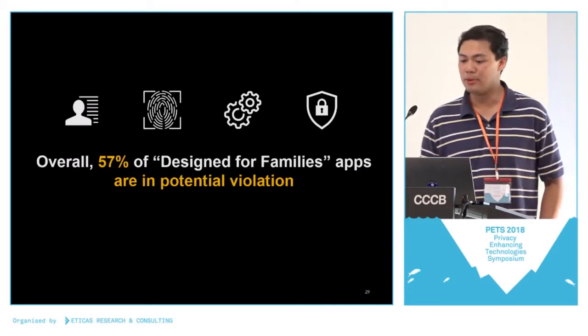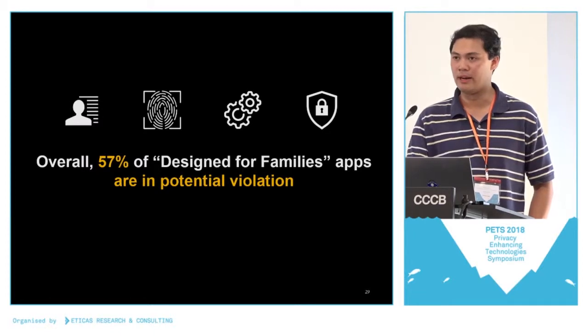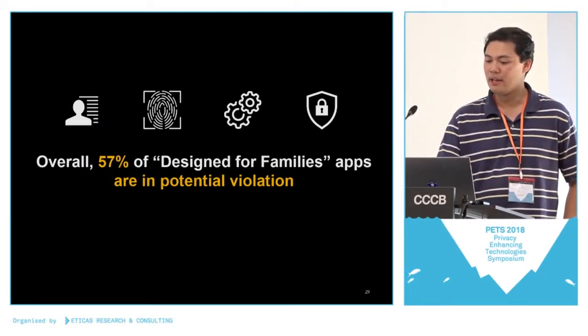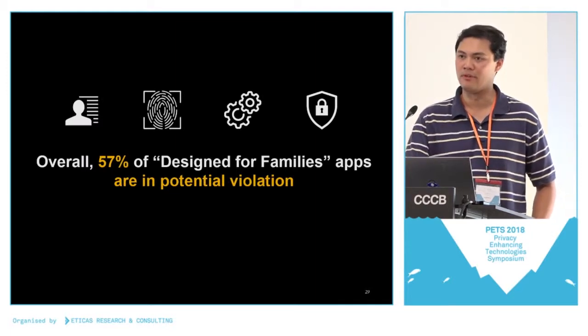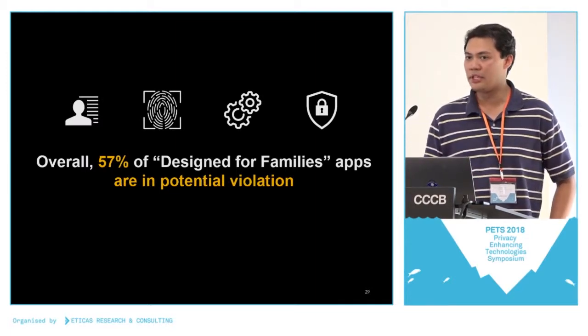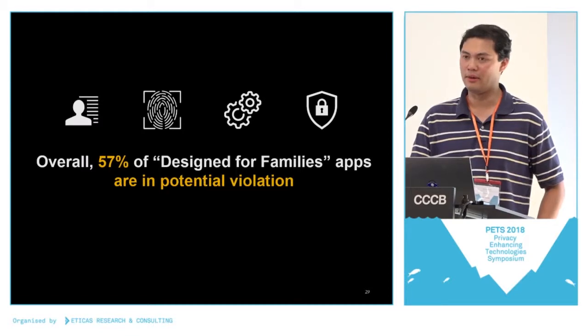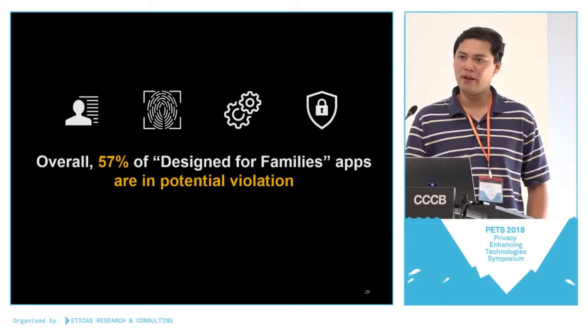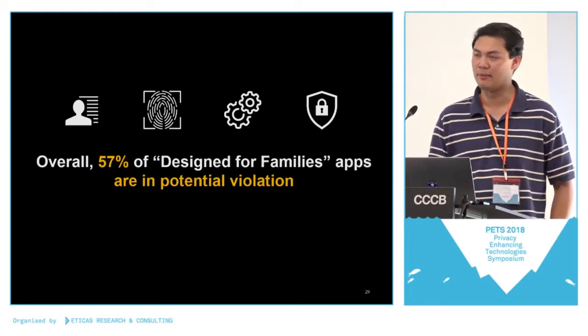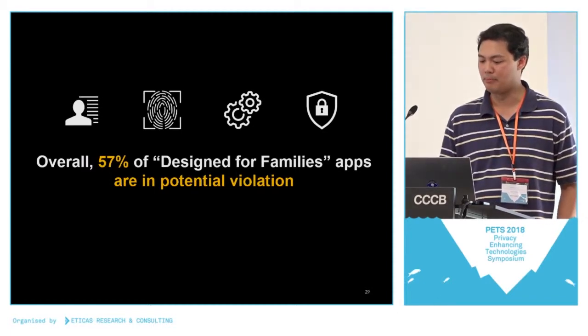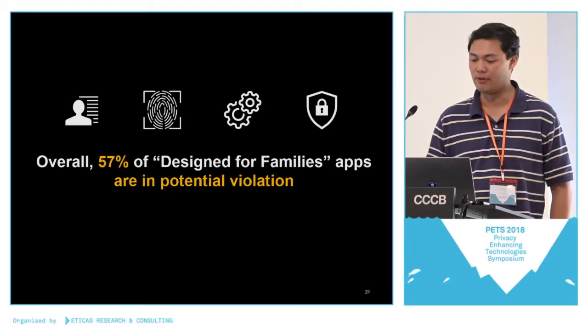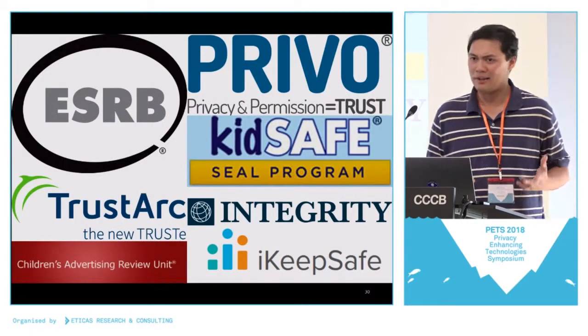So again, between the collection of personal info without verifiable parental consent, the use of persistent identifiers even when user-resettable ones are available, integration with potentially non-compliant third-party SDKs, and failure to implement basic security measures, we found that a majority of Design for Families apps are in potential violation of COPPA. So that sounds pretty bad.